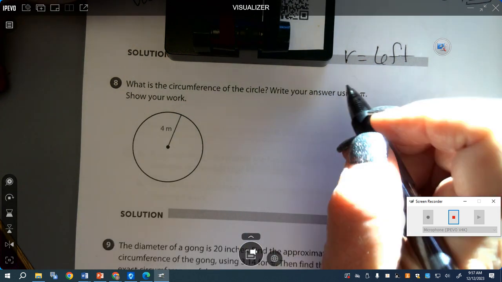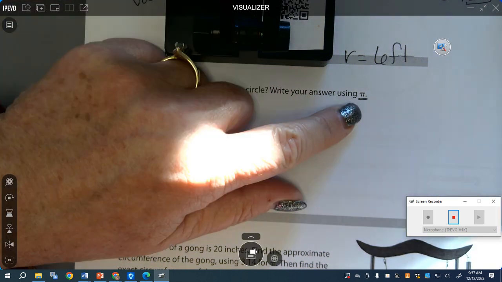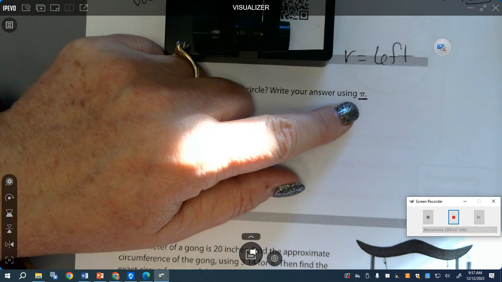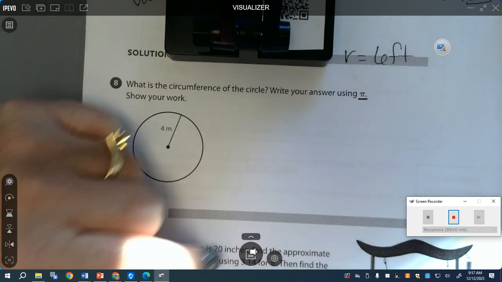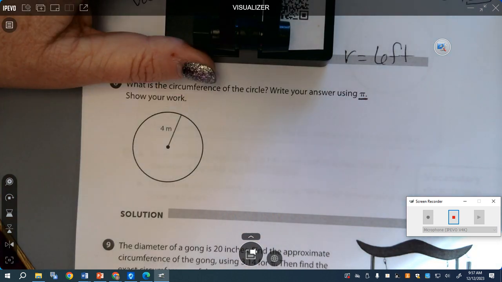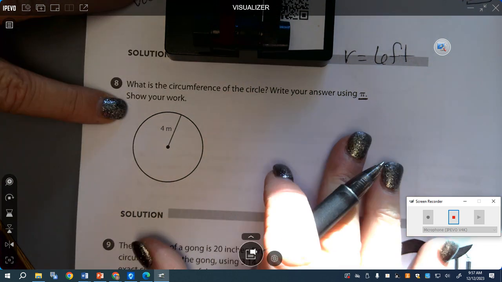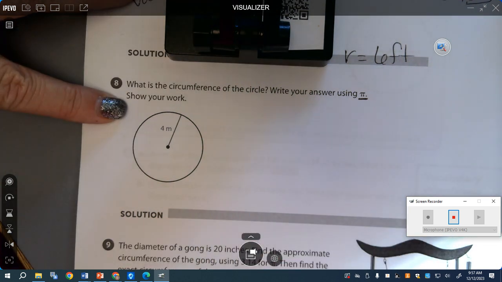So when it says write your answer using pi, are you going to plug in 3.14? No, you're going to leave pi as pi. Okay, and this is where a lot of students got very confused, so pay attention. Now, circumference formula, what is it? What is my circumference formula?